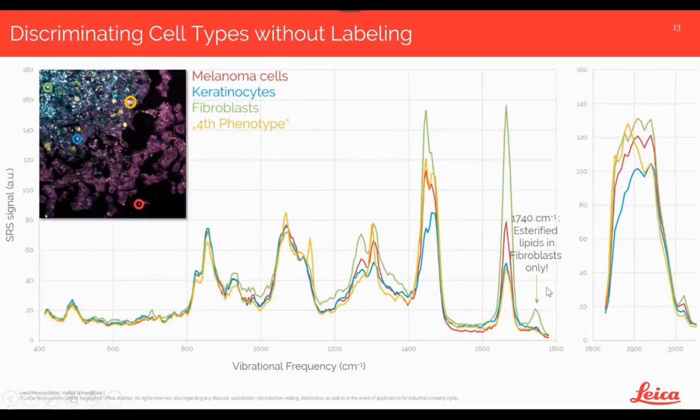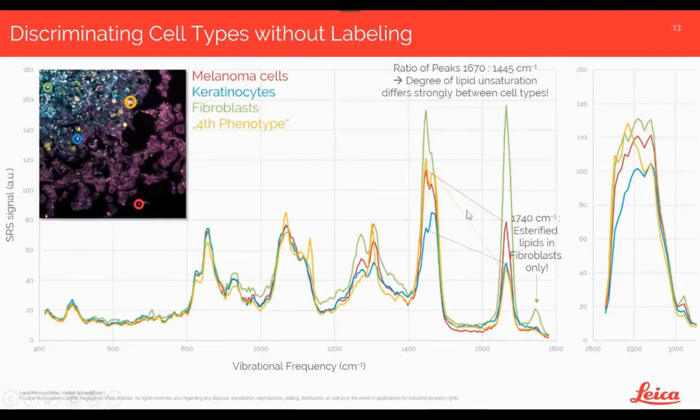The first peak, starting from the right here at 1740 wave numbers, is a peak that is specific to esterified lipids, and it turns out that those are present in fibroblasts only in significant quantities. So that's a piece of information that would not be possible to record in any other way.